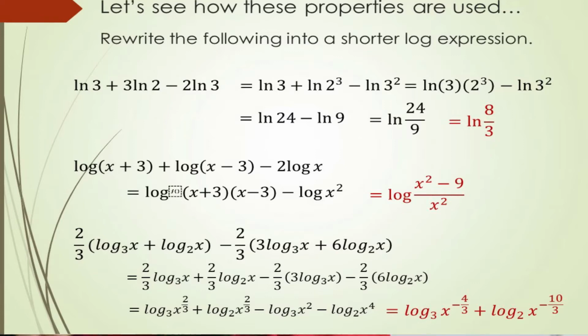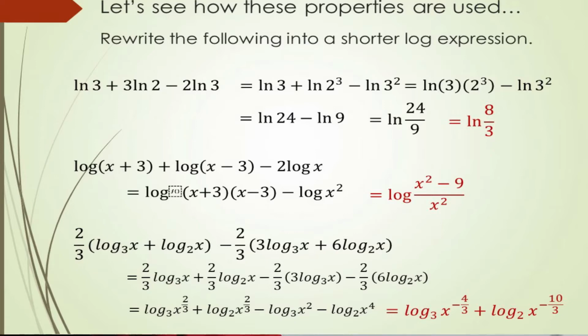The question is, Miss, where do you get x squared minus 9? We need to multiply x plus 3 and x minus 3. If you multiply x plus 3 and x minus 3, that will become x squared minus 9. And since the given operation is subtraction, the counterpart of that in the properties of logarithm is division. So your final answer will be log x squared minus 9 over x squared. So that is how we apply properties of logarithm. So take note of the properties of logarithm.